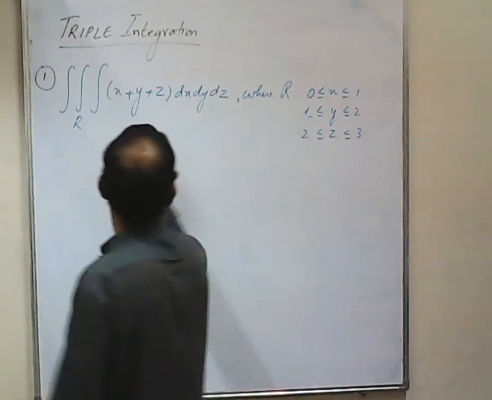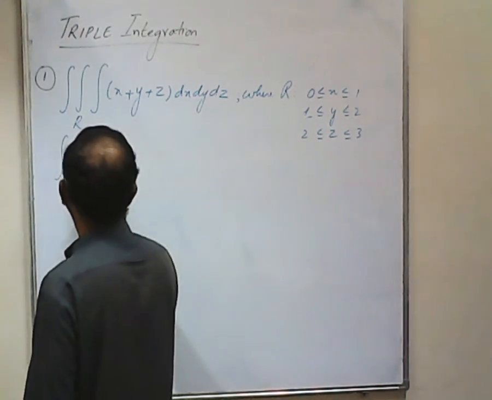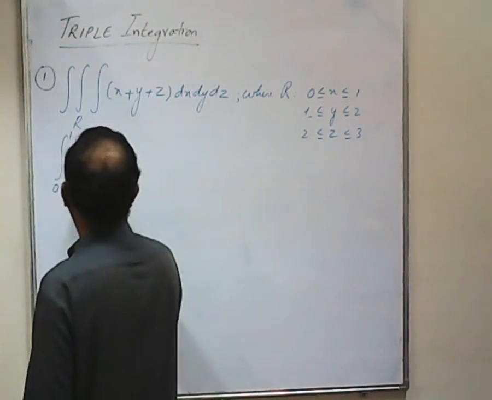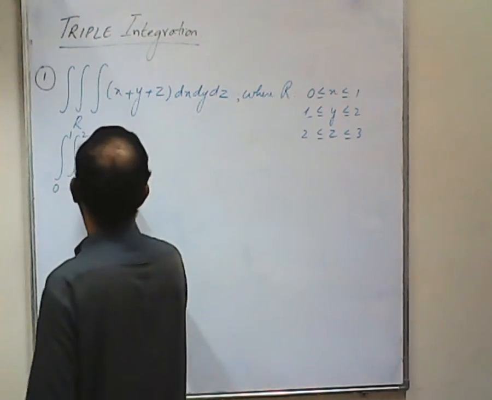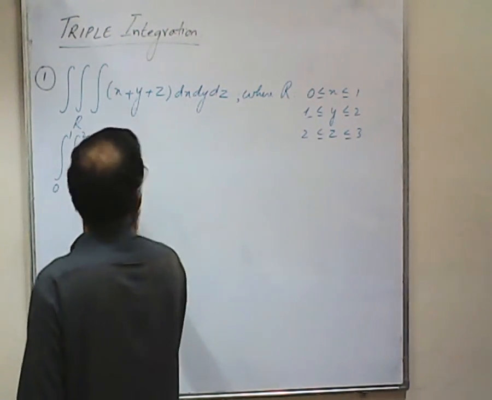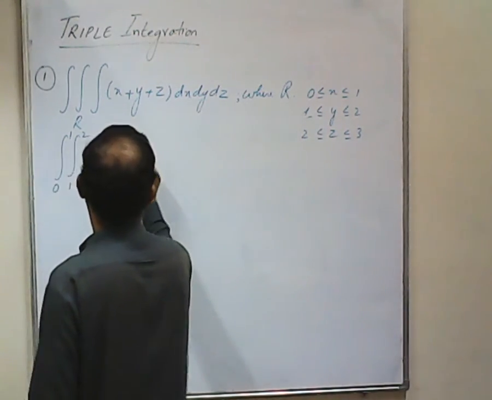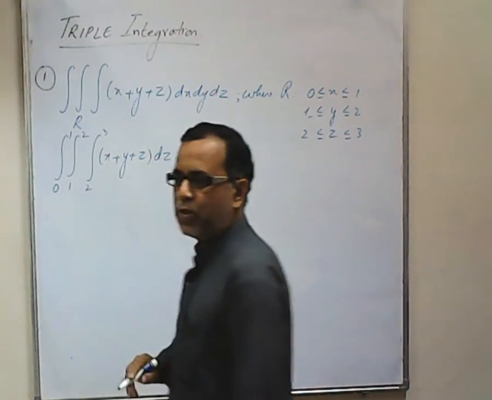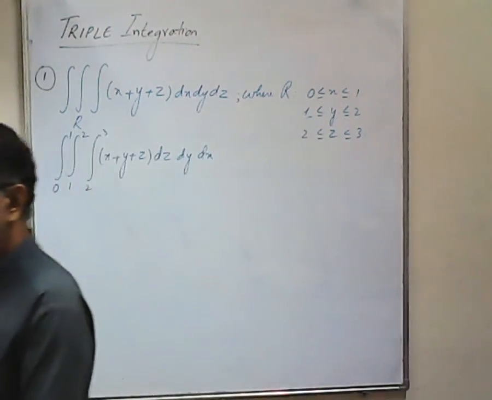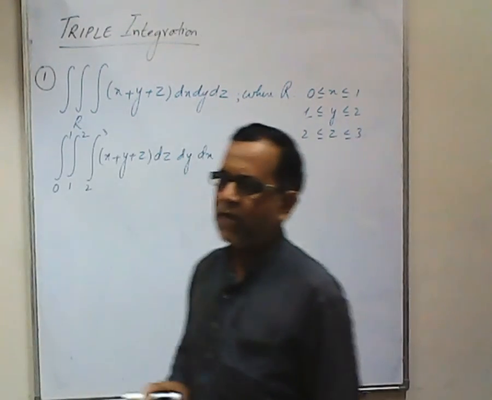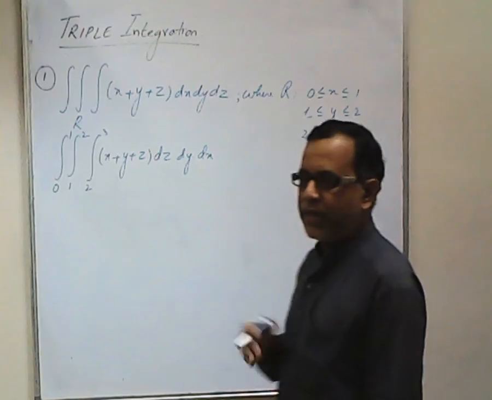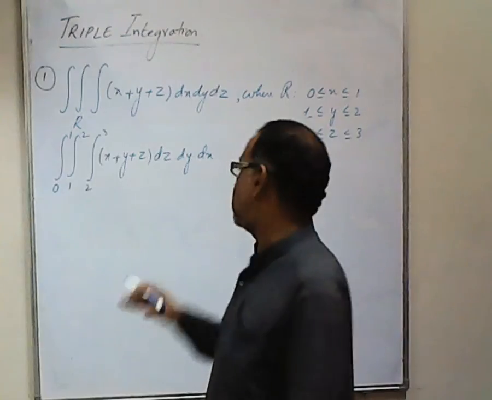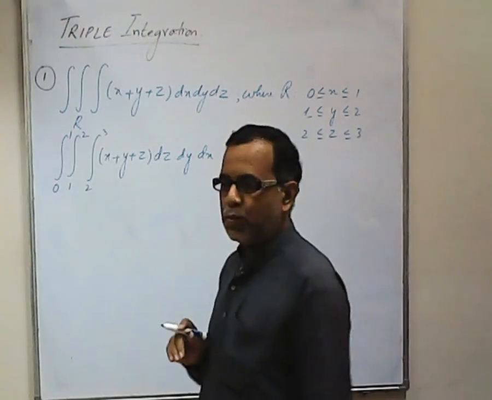So let's say I am trying with respect to x first. Here the limits of x are 0 to 1, the limits of y are 1 to 2, and the limits of z are 2 to 3. Let's say I try with respect to z first, then with respect to y, and then with respect to x. You can do it either way. You can try with respect to x first or with respect to y first. It will not create any error or any modification in the answer.